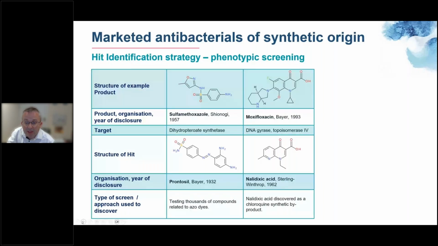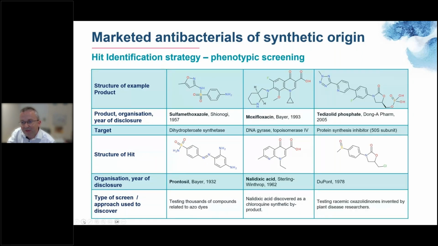Similarly, nalidixic acid was discovered by the screening of chloroquine synthetic byproducts, shown in the bottle in the middle there, and indeed this led to the whole class of fluoroquinolone antibiotics. Okay, so that serendipitous discovery really led to another major class.